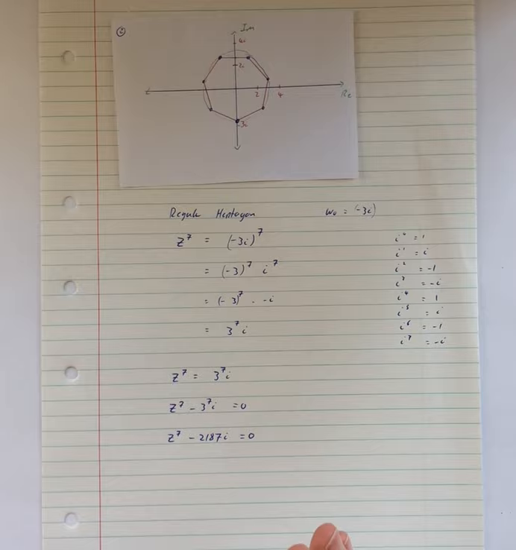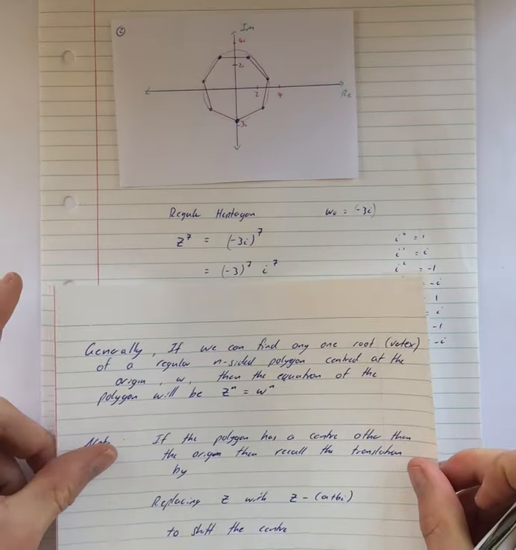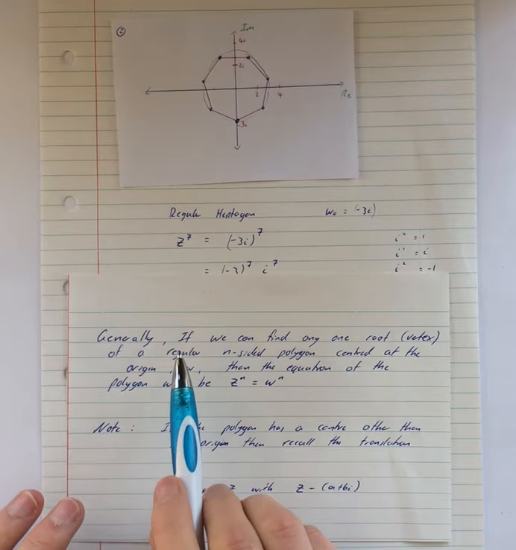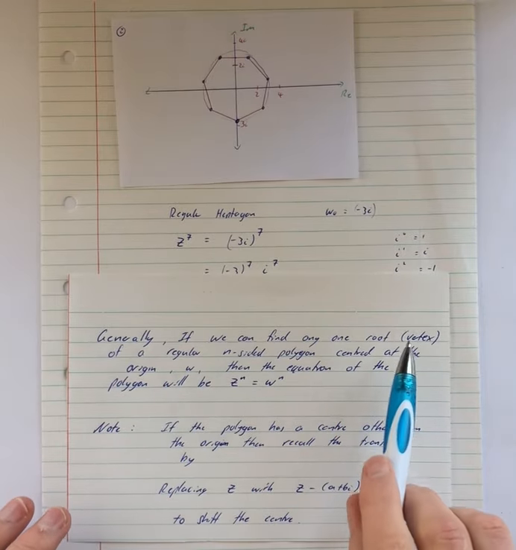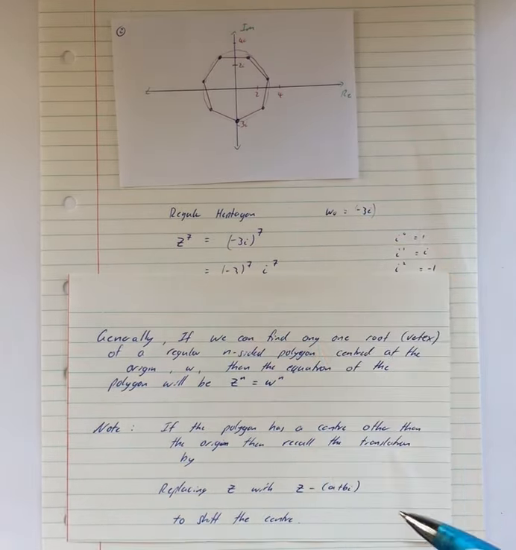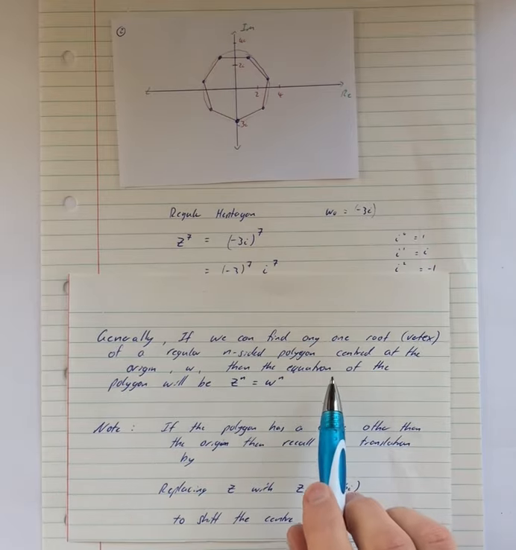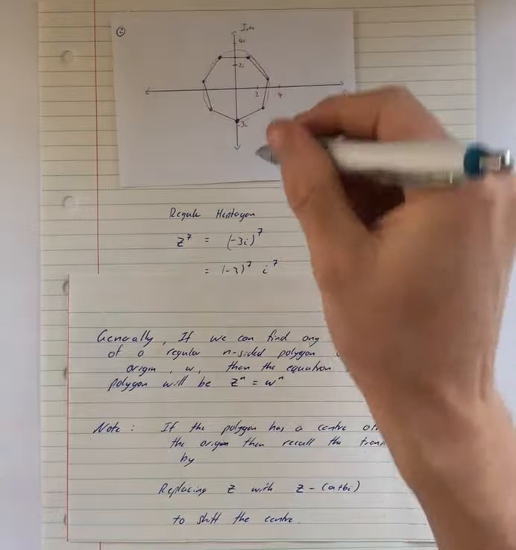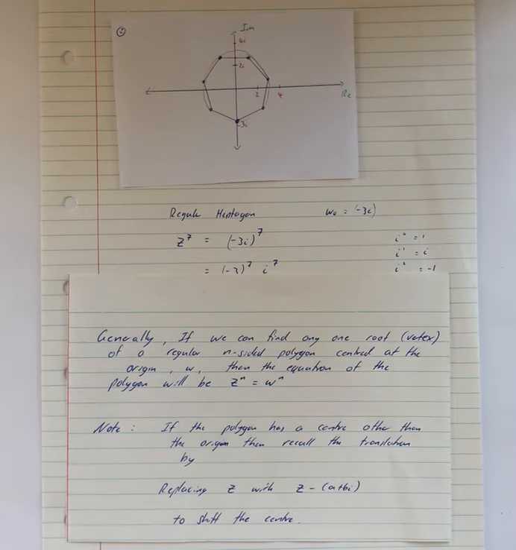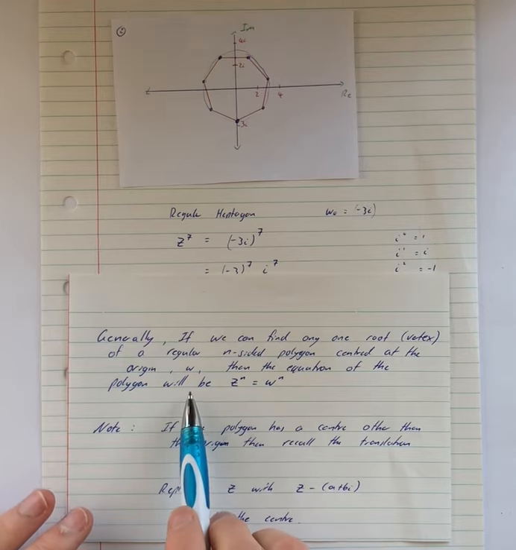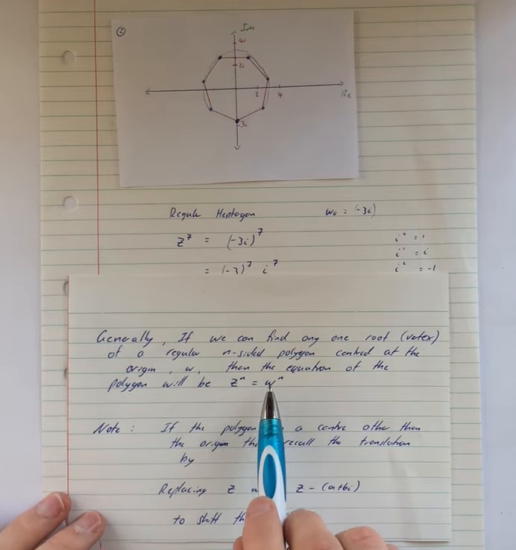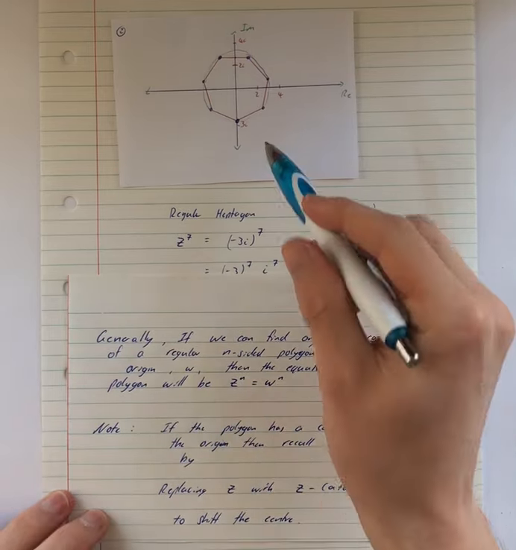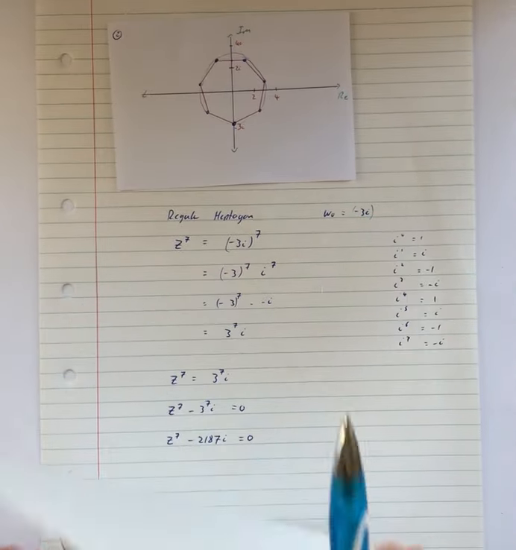So that brings in a little bit of a note. Generally, if we can find any one root or a vertex of a regular n-sided polygon that's centered at the origin, say it's W, because that's what we've been using, so W0 the first one, then the equation of the polygon will always be z to the n equals w to the n. And that's what we've done here.